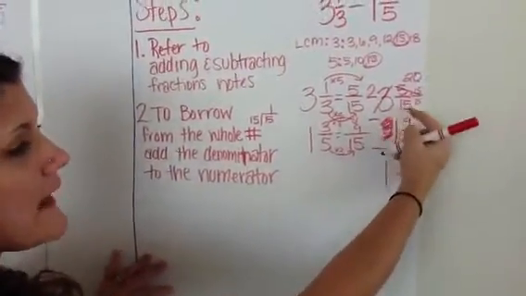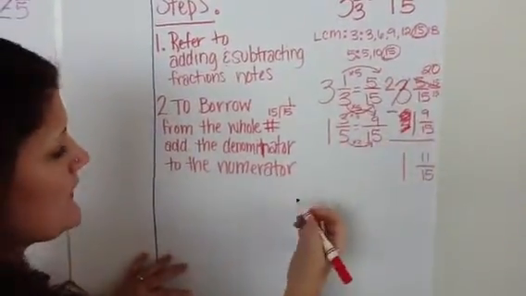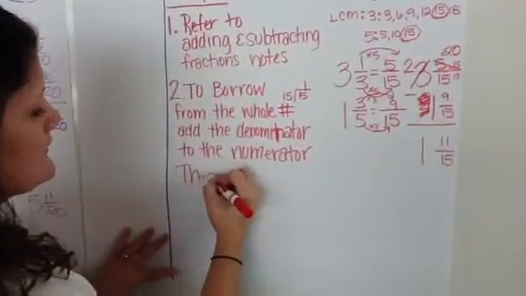That's the shortcut: add 15 plus 5 is 20, and then subtract.